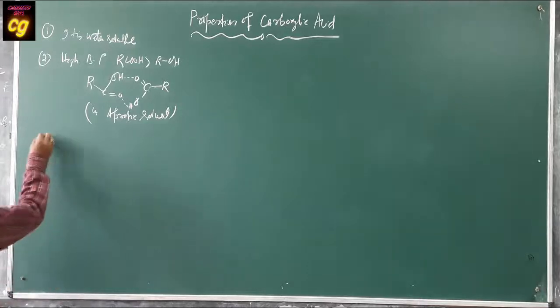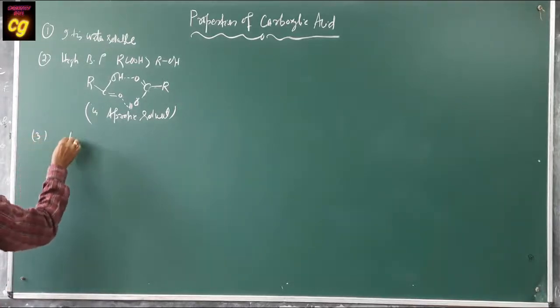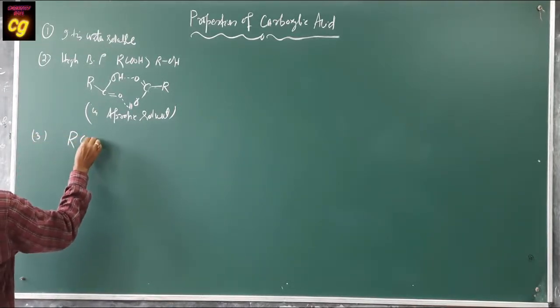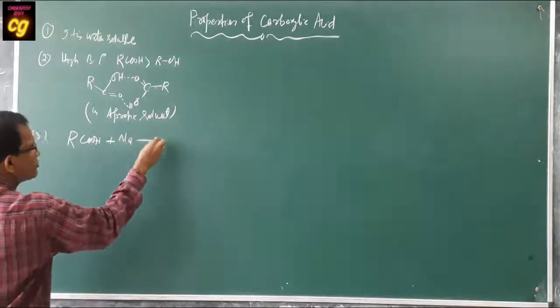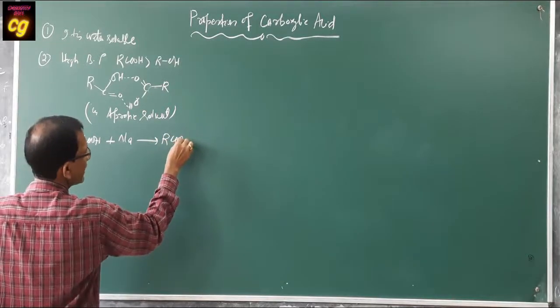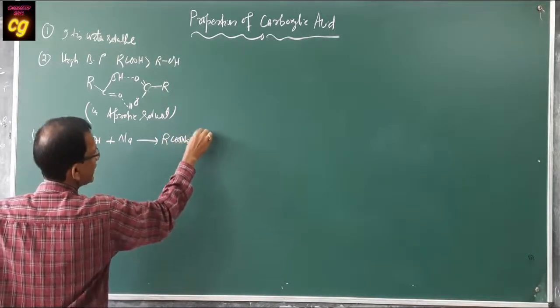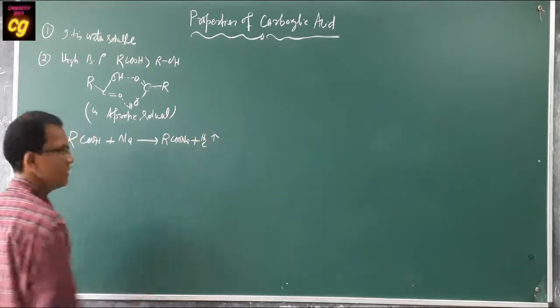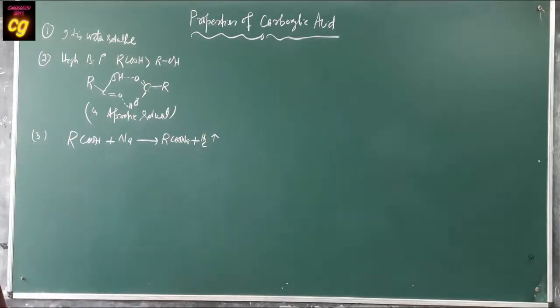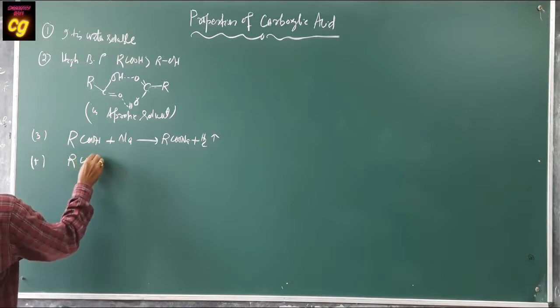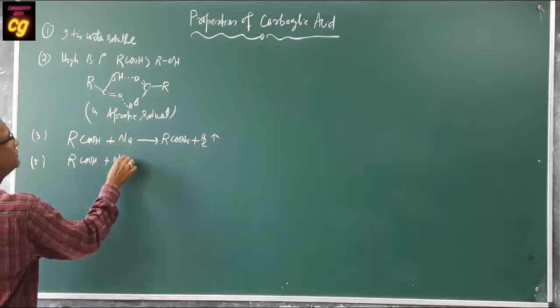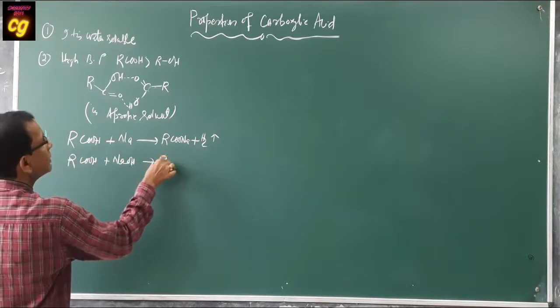Then very important properties. Acid reacts with sodium metal, a reactive metal, to produce salt and hydrogen gas. This is a very important reaction of carboxylic acid. And acid also reacts with base, producing salt and water.